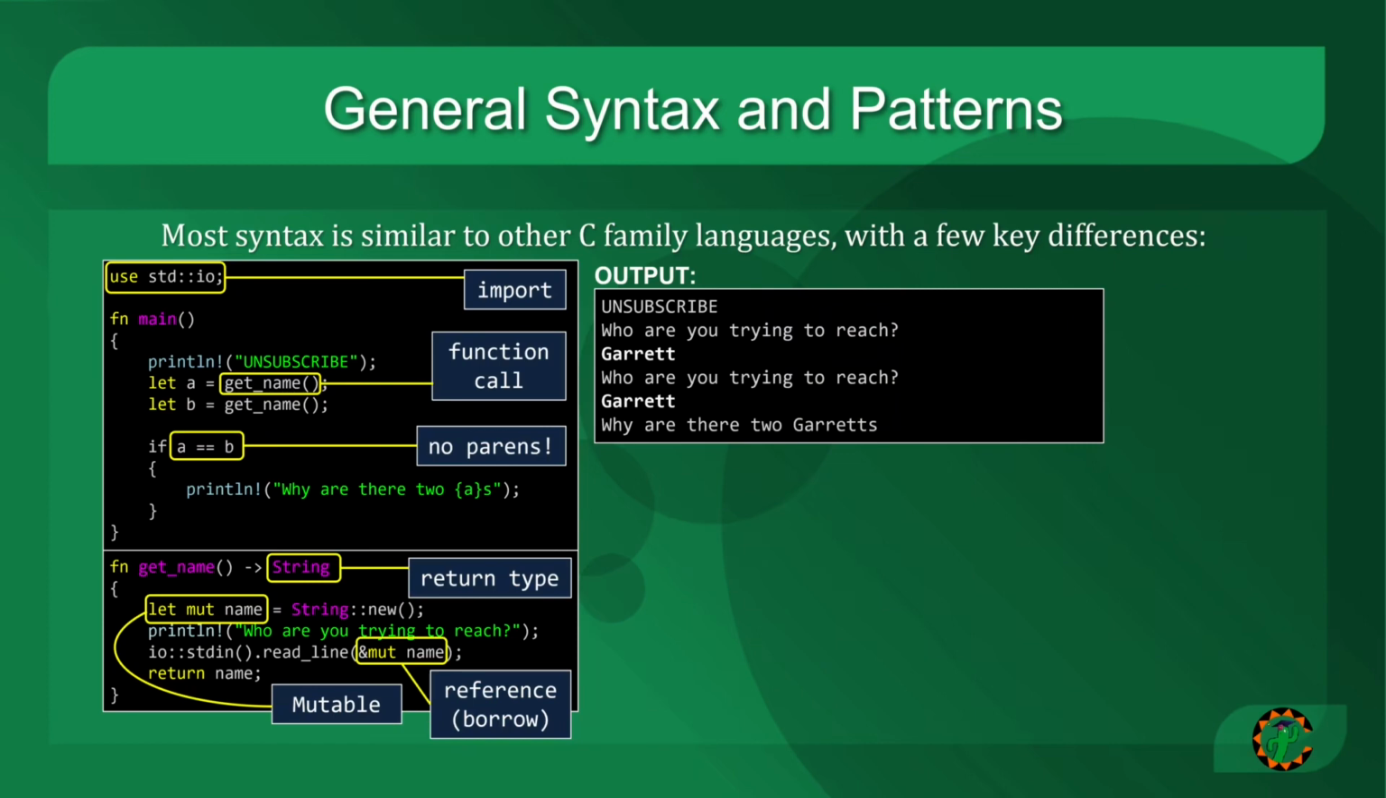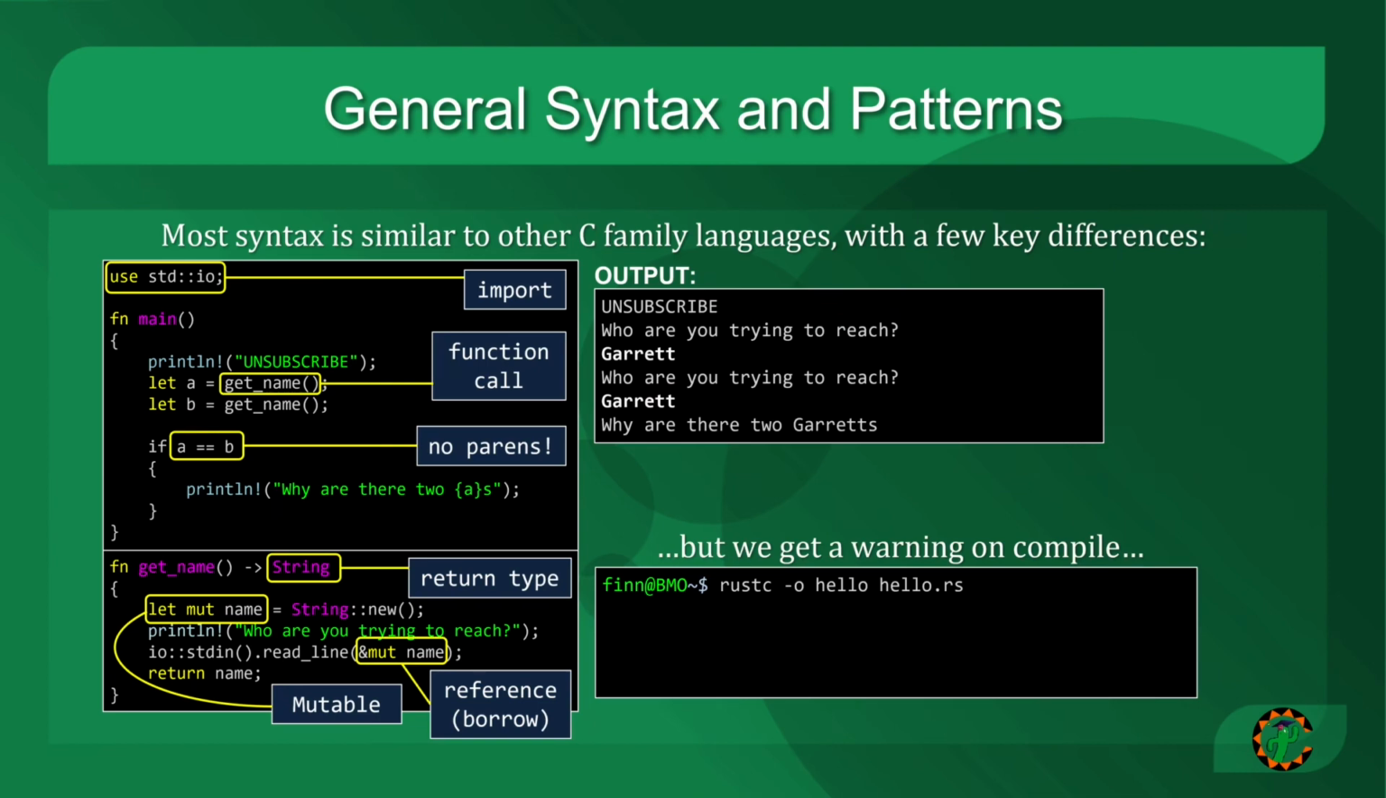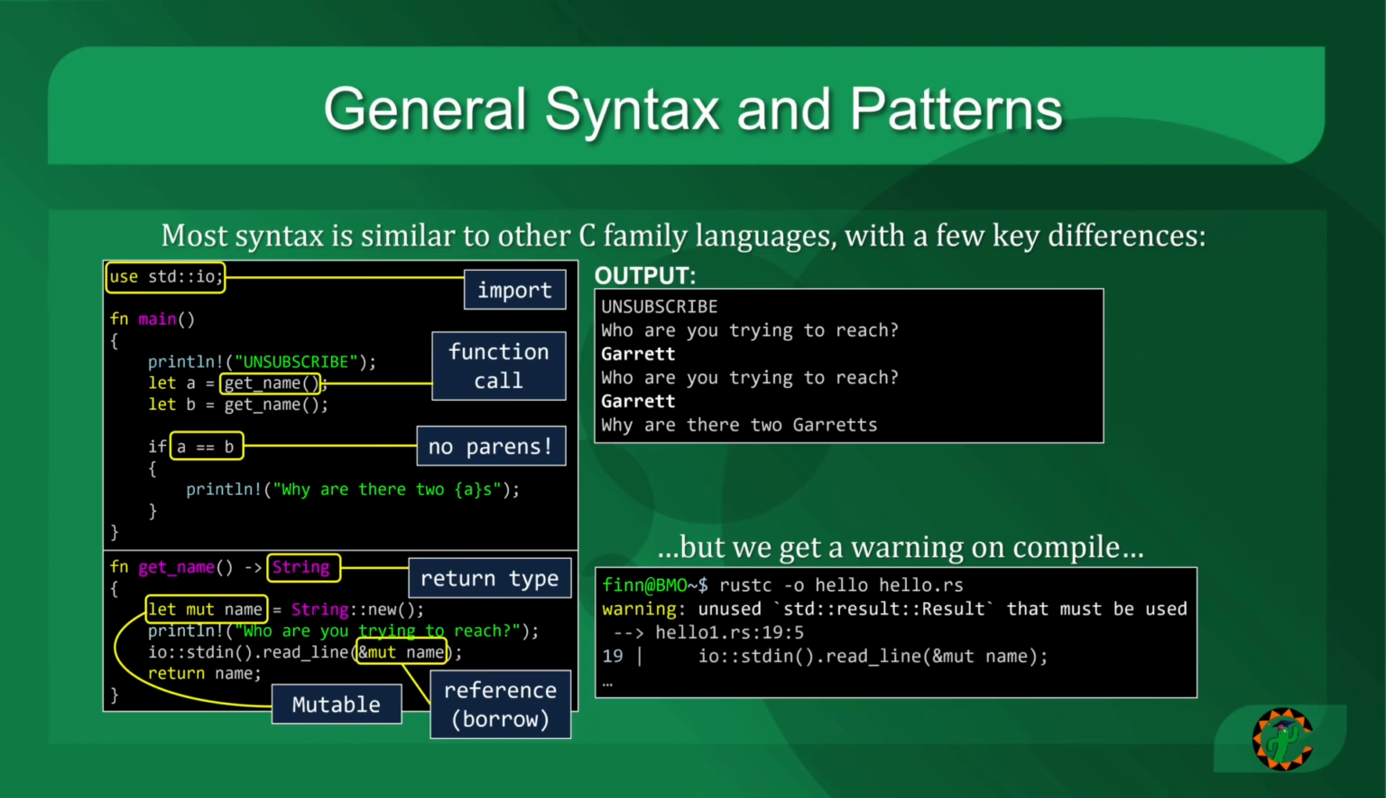While all of this works fine, if we compile this code, we'll get a warning. The compiler will complain about an unused result value. So why is this happening?